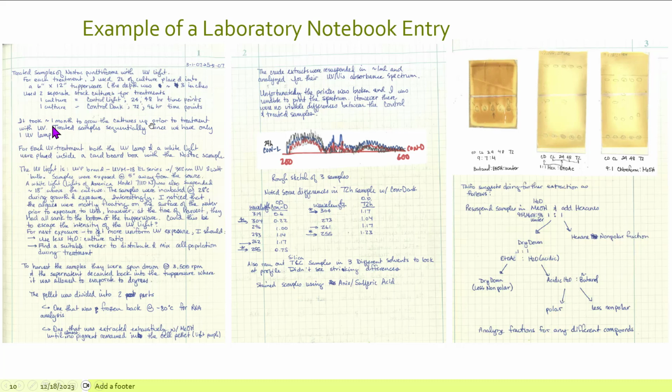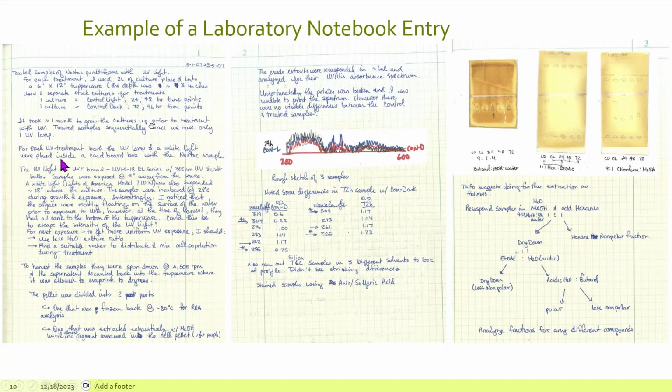And then "it took 1 month to grow the cultures up prior to treatment with UV. Treated samples sequentially since we only have 1 UV lamp." Okay, but there is no measure of what those cultures look like by the time they're ready to treat. How dense are they? Are they colored? What do they look like? It would be good to have that information in here as well.